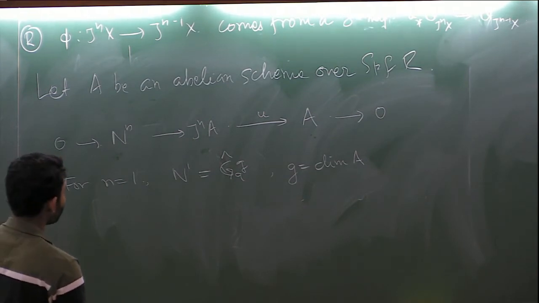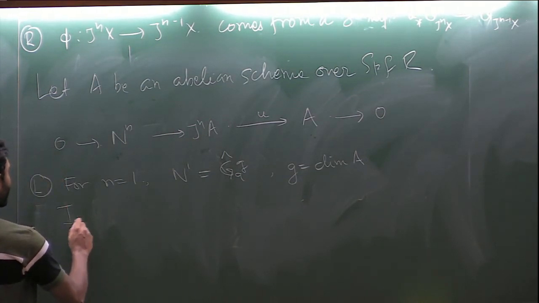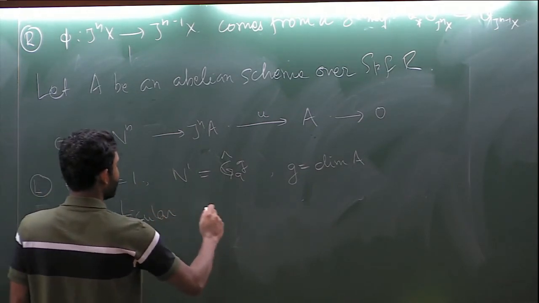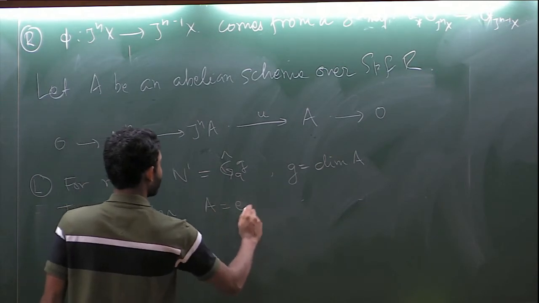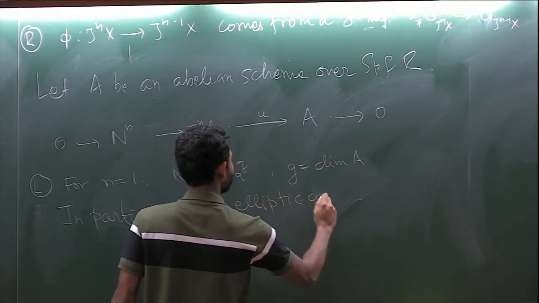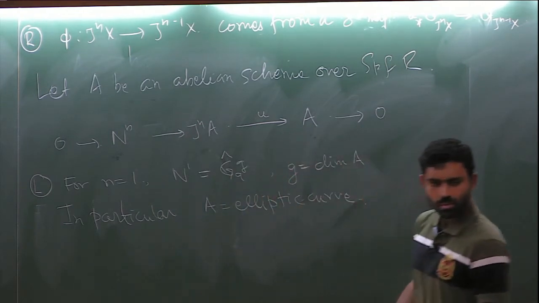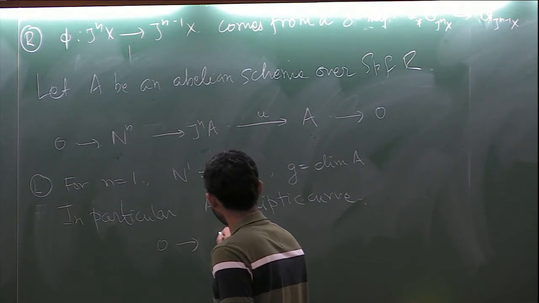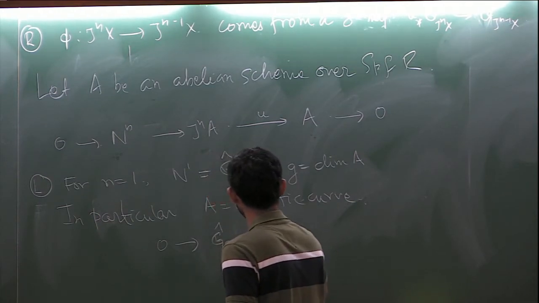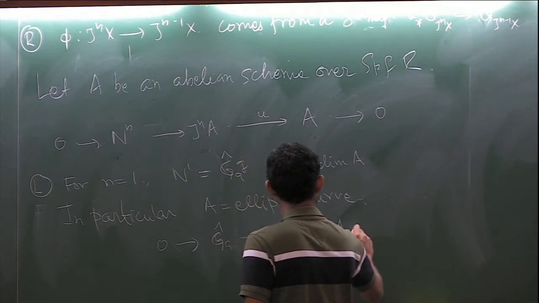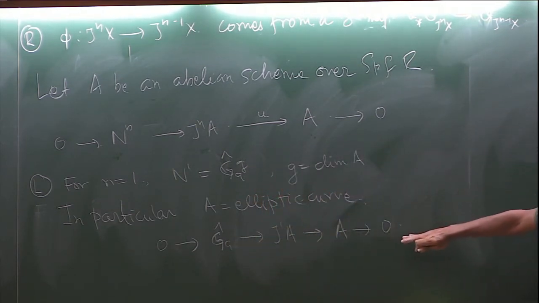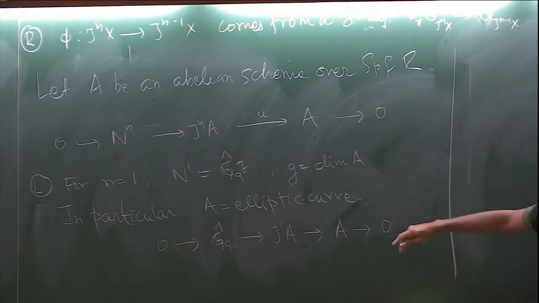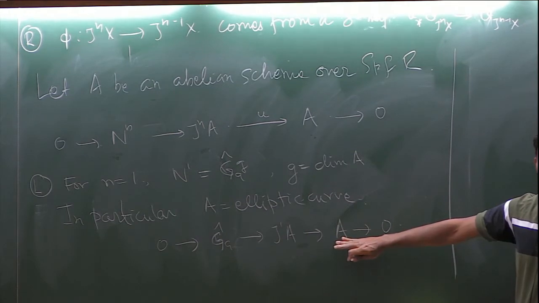In particular, maybe I'll make a small digression into these differential modular forms. In fact, let's say in particular, if you have A to be an elliptic curve, then you get a sequence like this at the first level.